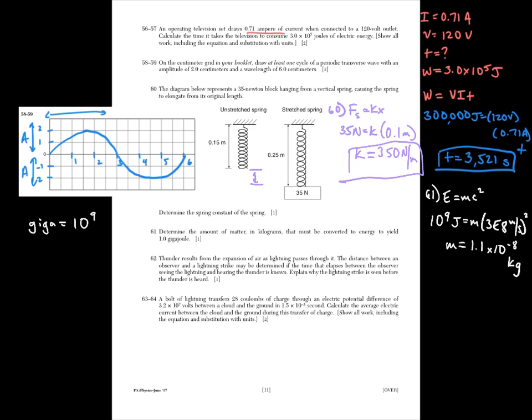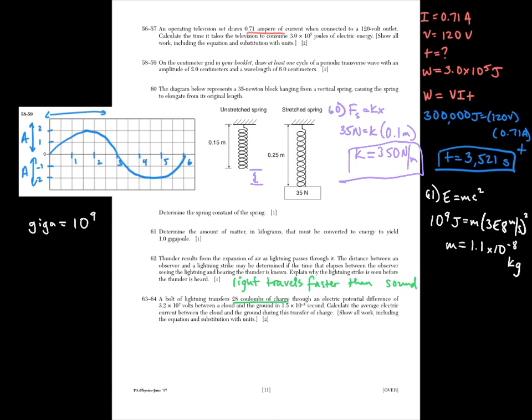Alright, number 62. Thunder results from the expansion of air as lightning passes through it. The distance between an observer and a lightning strike may be determined if the time that elapses between the observer seeing the lightning and hearing the thunder is known. So there's a difference. We have to explain why we see it before we hear it. And it's simple: light travels faster than sound.